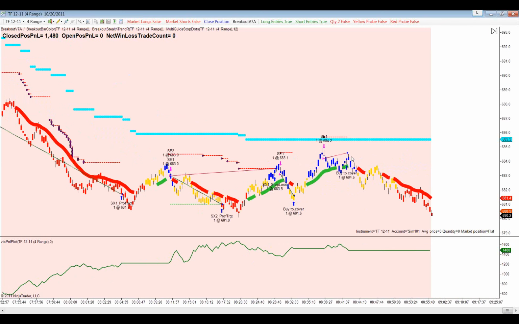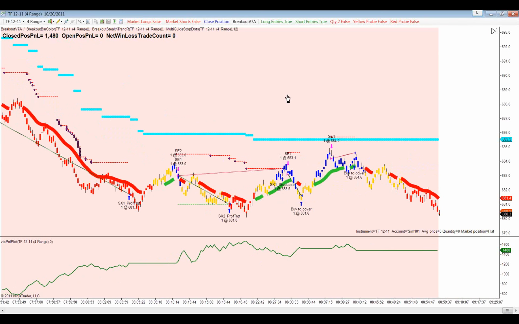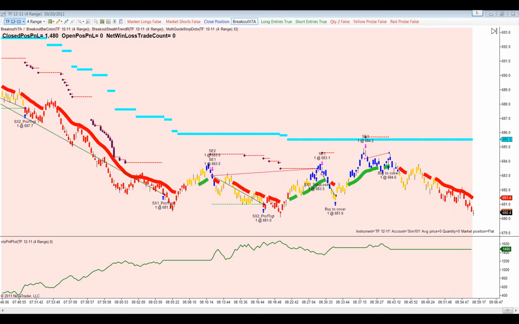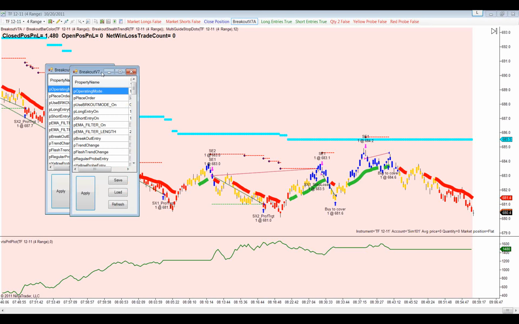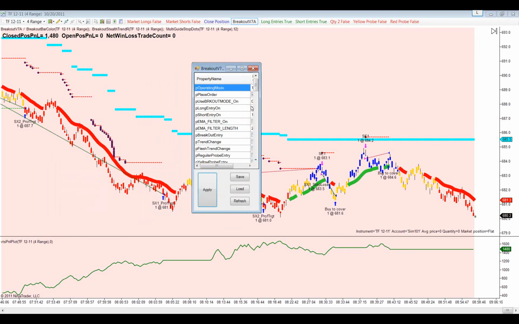See, that trade would have worked out very nicely, but that's trading sometimes. So anyway, want to see the settings real fast? Just real quick, yeah. Then we get a wrap.